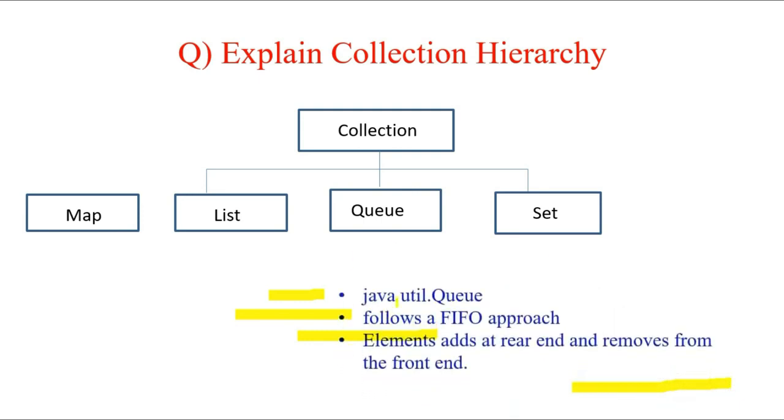So java.util.Queue follows the FIFO approach. You know that queues are first in, first out. That is, the elements are added at the rear end and removed from the front end. So this is the unique property of the queue.